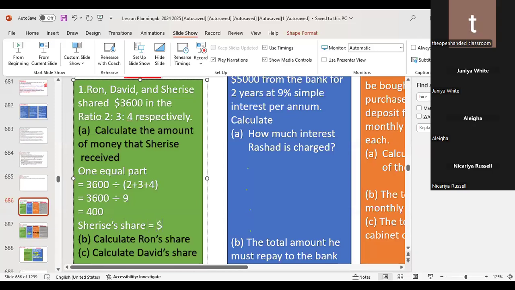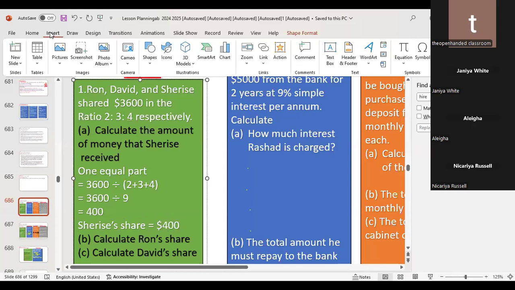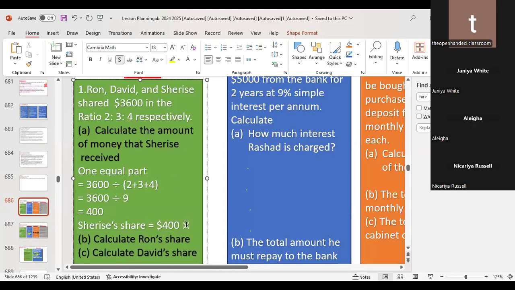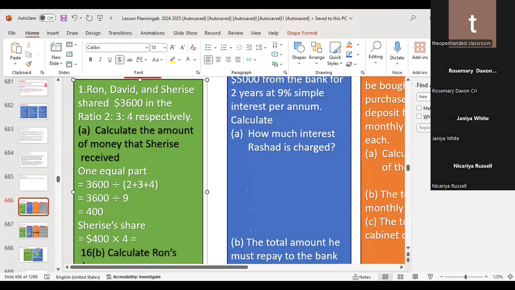400 multiplied by what? 4. Yes, 400 multiplied by 4. And that gives us what? So Sharice's share is going to be 400 multiplied by 4, which is going to be what? 1,600. Right? 1,600.